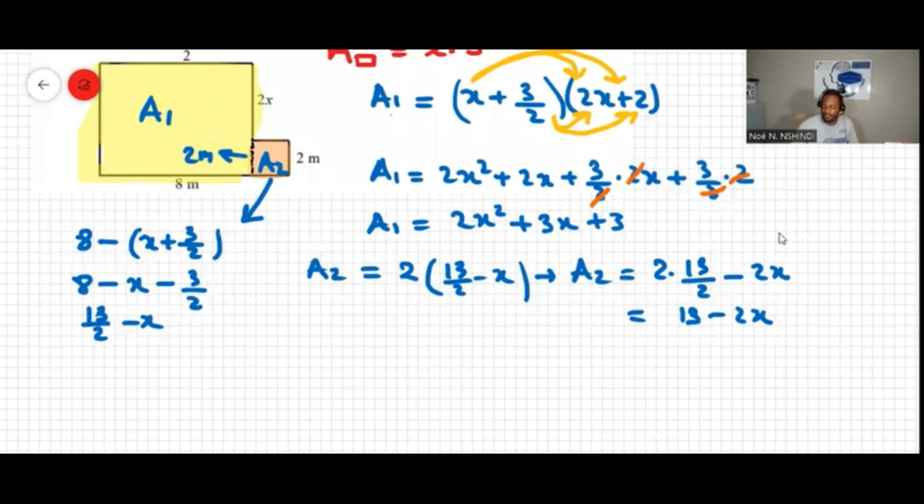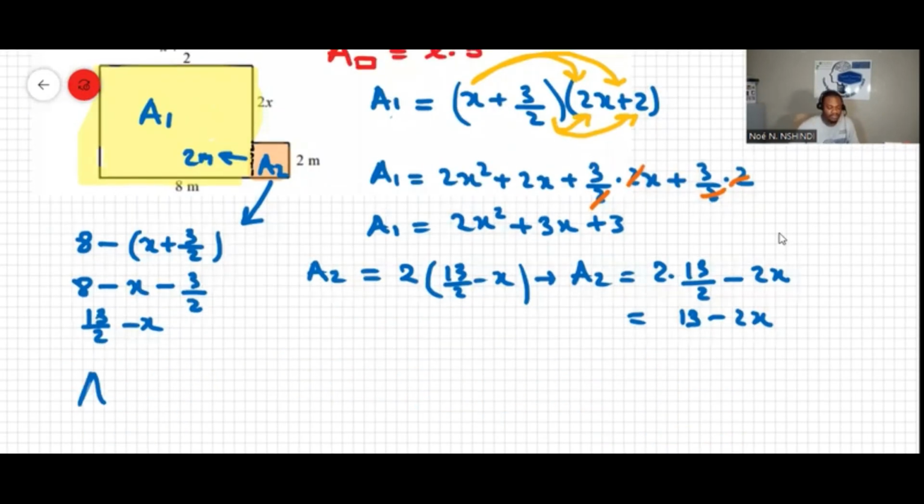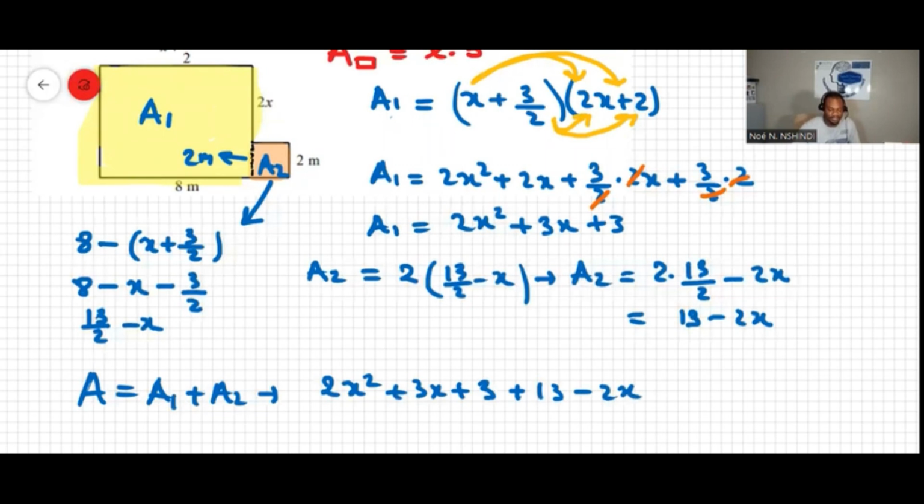Now, the total area will be area 1 plus area 2. So this will be 2x squared plus 3x plus 3 plus 13 minus 2x. That's the total area. And this makes 2x squared plus 3x minus 2x makes x, and then 3 plus 13 makes 16.